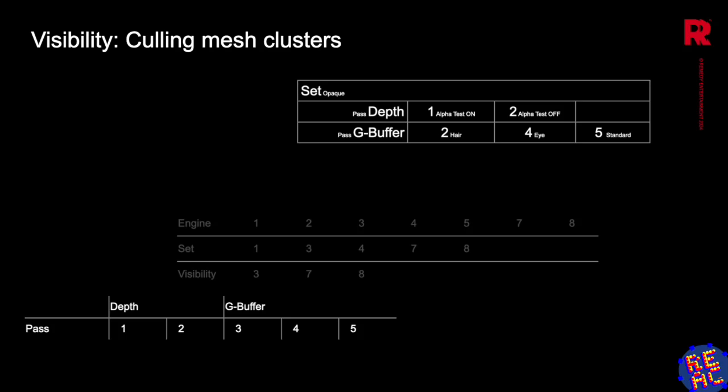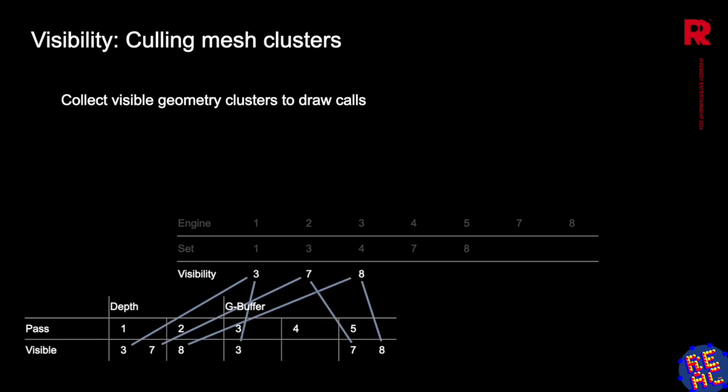So the per pass setup looks like this. We have 5 passes where the first 2 are drawn into the depth buffer. The last 3 write out the geometry buffer. Based on visibility, we can now put geometry clusters into correct draw buckets. As shown earlier, each geometry cluster has a Lua setup that declares in which bucket it needs to be drawn. The lines in the diagram are marking where the visible clusters are stored.